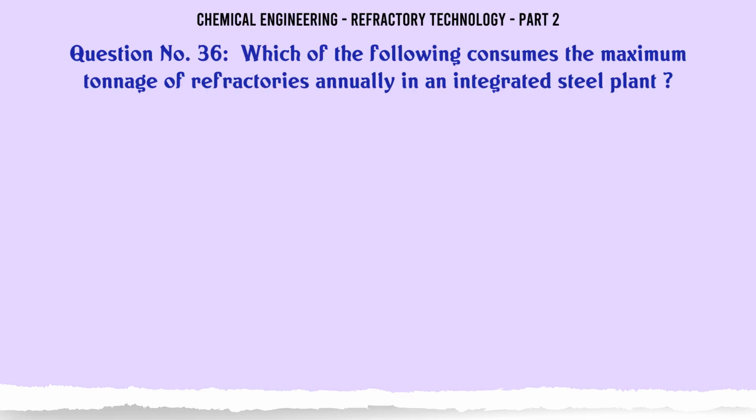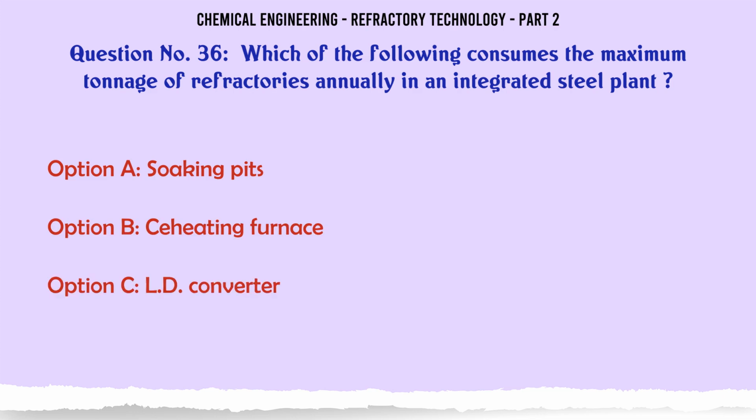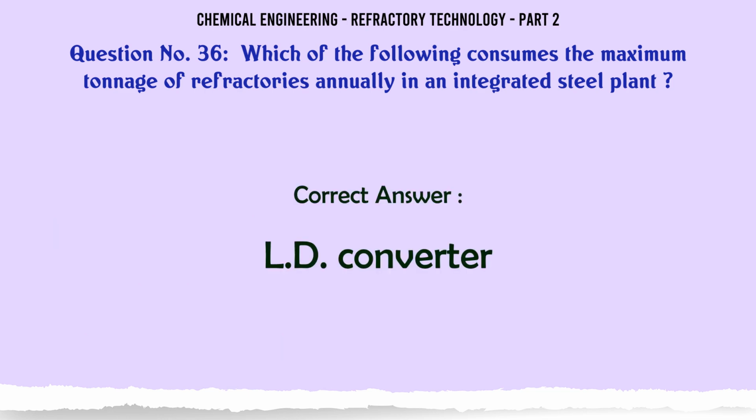Which of the following consumes the maximum tonnage of refractories annually in an integrated steel plant? A. Soaking pits. B. Heating furnace. C. LD converter. D. Rotary lime kiln. The correct answer is LD converter.